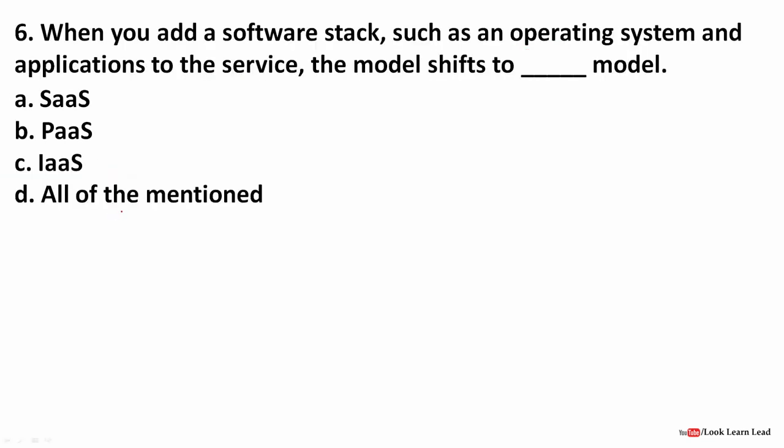Next. When you add a software stack, such as an operating system and application, to the service, then the model shifts to software as a service. So when we add a software stack, operating systems, these would come under software as a service. The word software stack itself told us the answer would be software as a service.